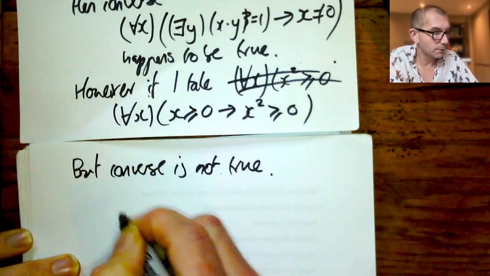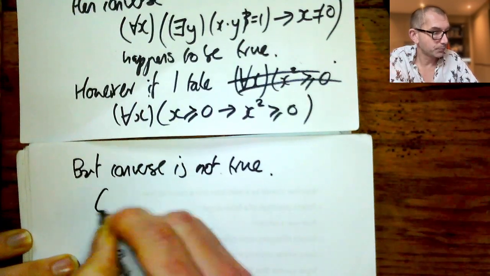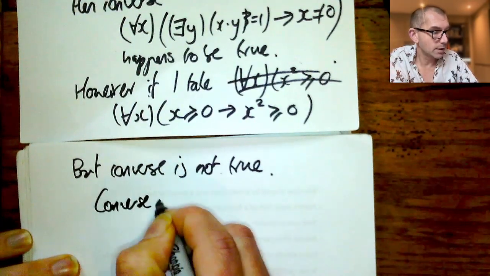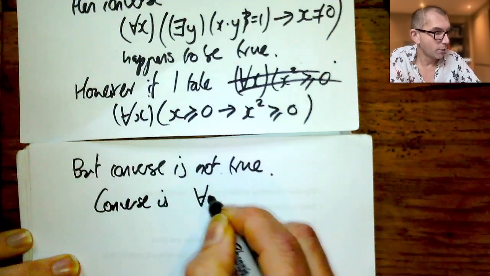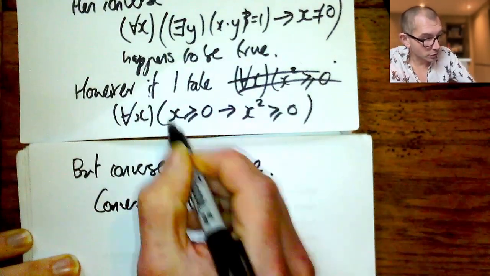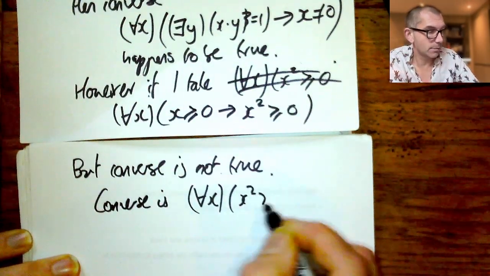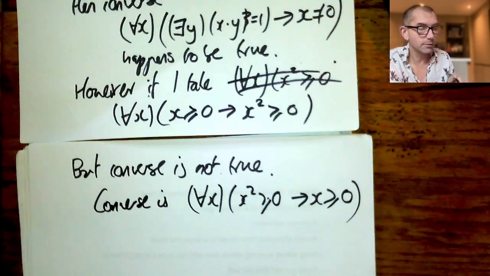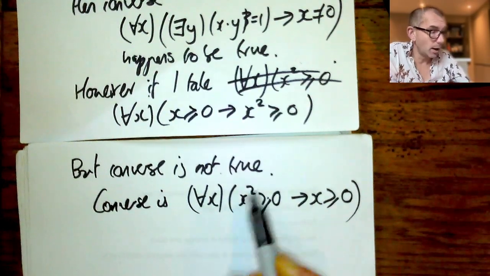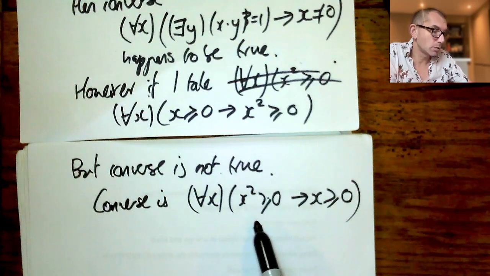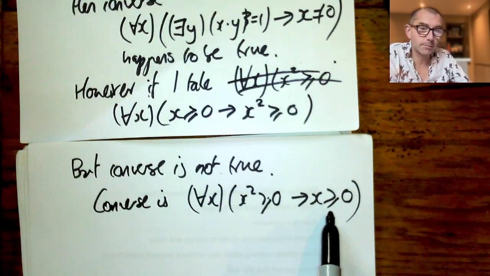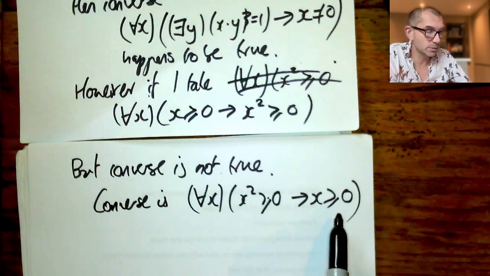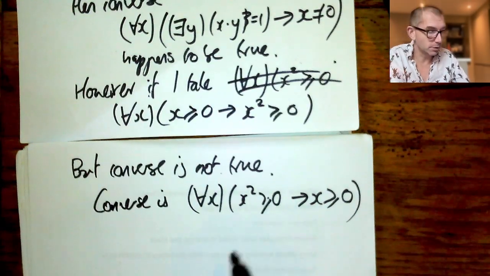So what's the converse? So the converse here is for all x, just swap these things over. So x squared bigger than or equal to 0 implies x bigger than or equal to 0. This is saying every time you take a number whose square is positive, then the number had to be positive in the first place. This is not true.